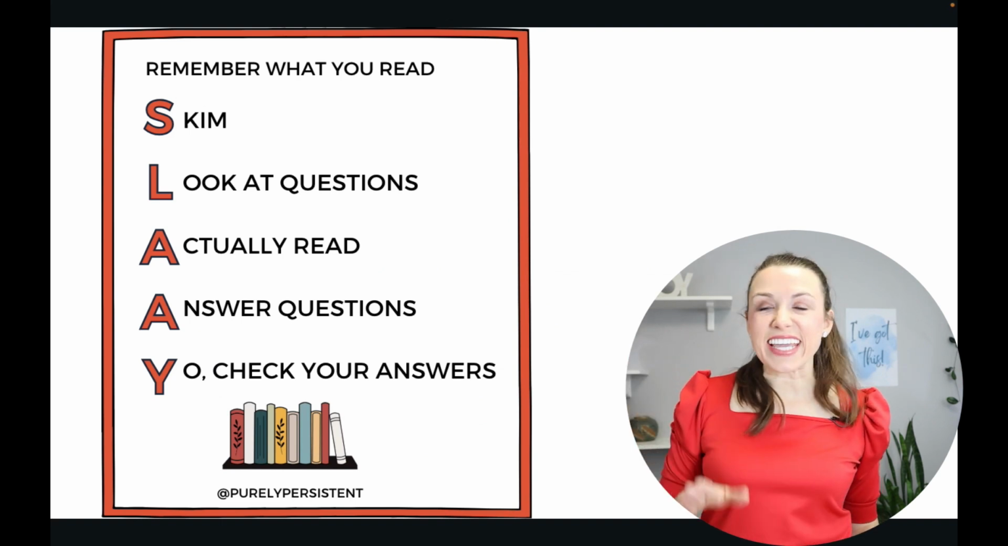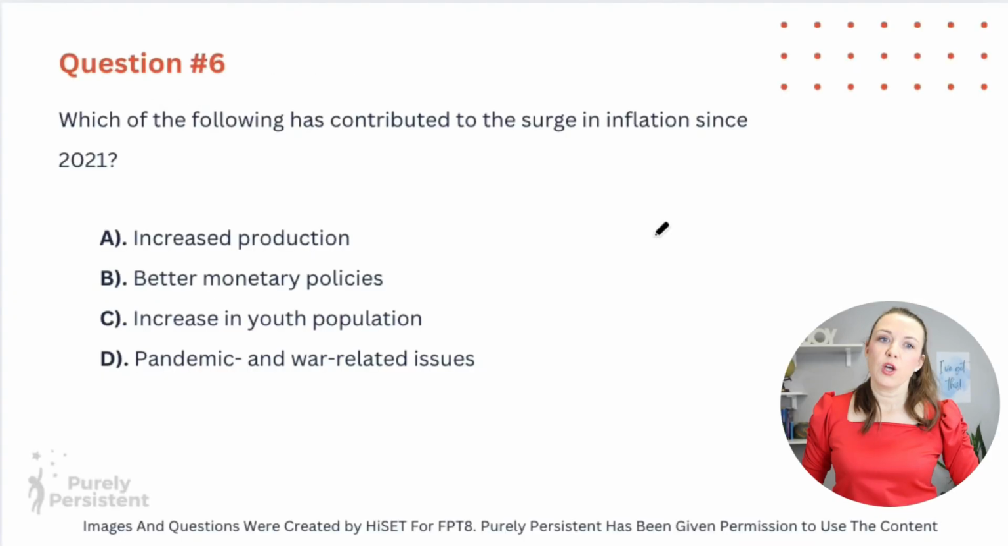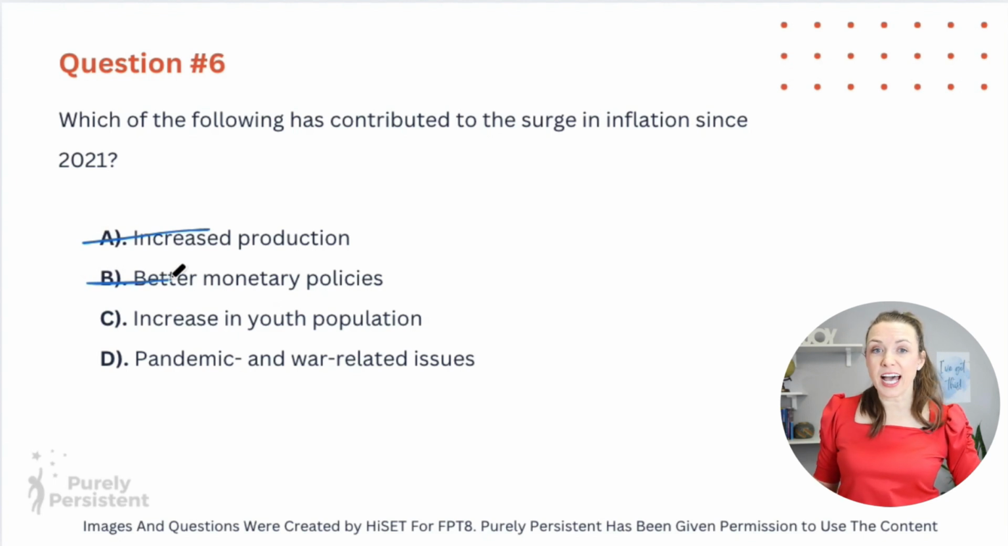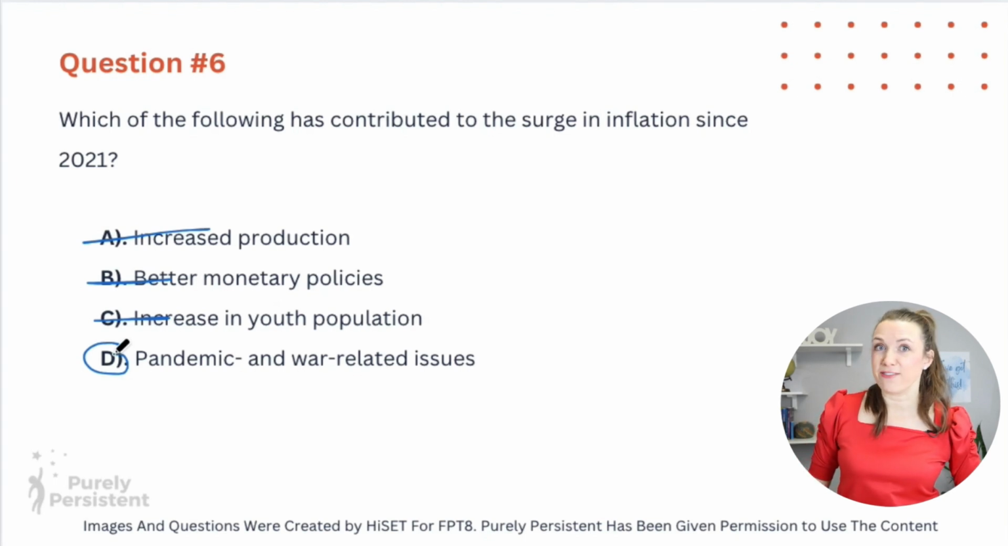And now we're on to the second A, which is to answer the questions. Which of the following has contributed to the surge in inflation since 2021? Was it increased production? No, it said this right in the article. Better monetary policies? No, it talked about monetary policies, but not as a result of the surge of the inflation in 2021. Increased youth population? No. Pandemic and war-related issues? Absolutely. So the COVID-19 pandemic and the Russia-Ukraine war is what has spurred our 2021 inflation.